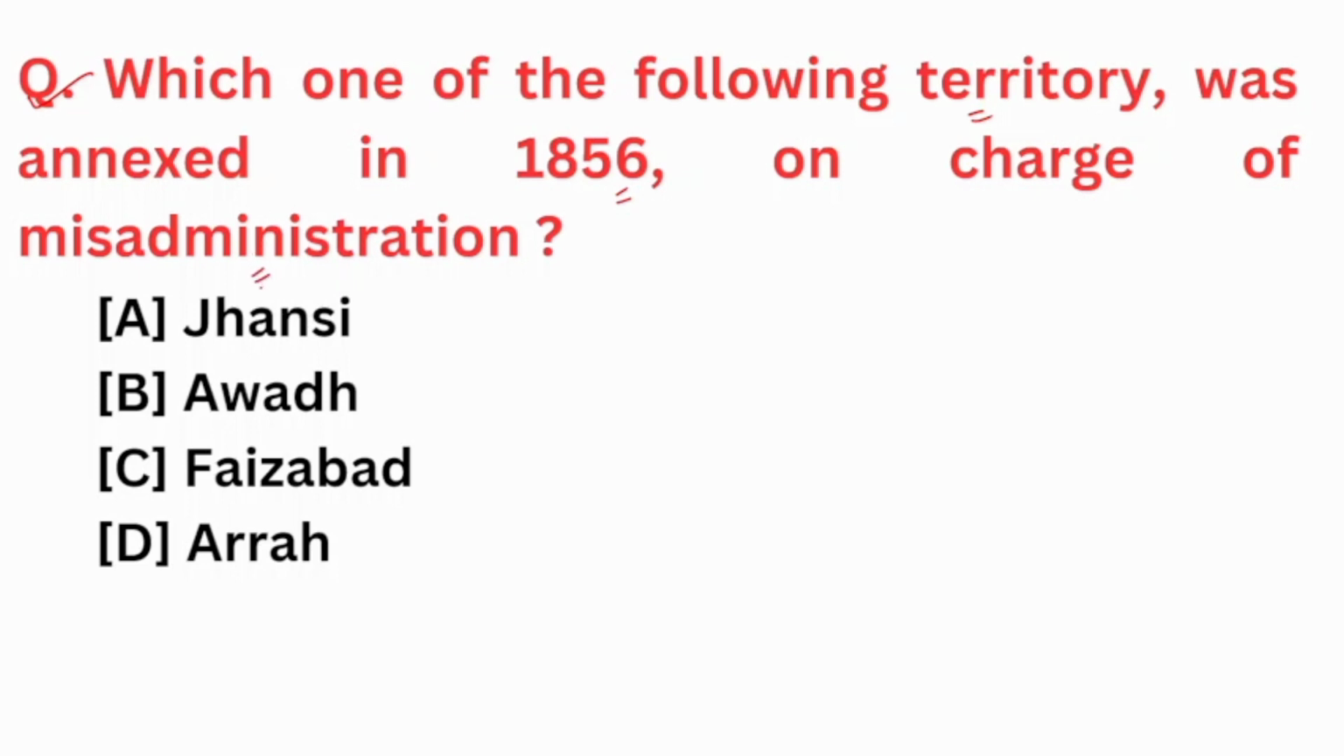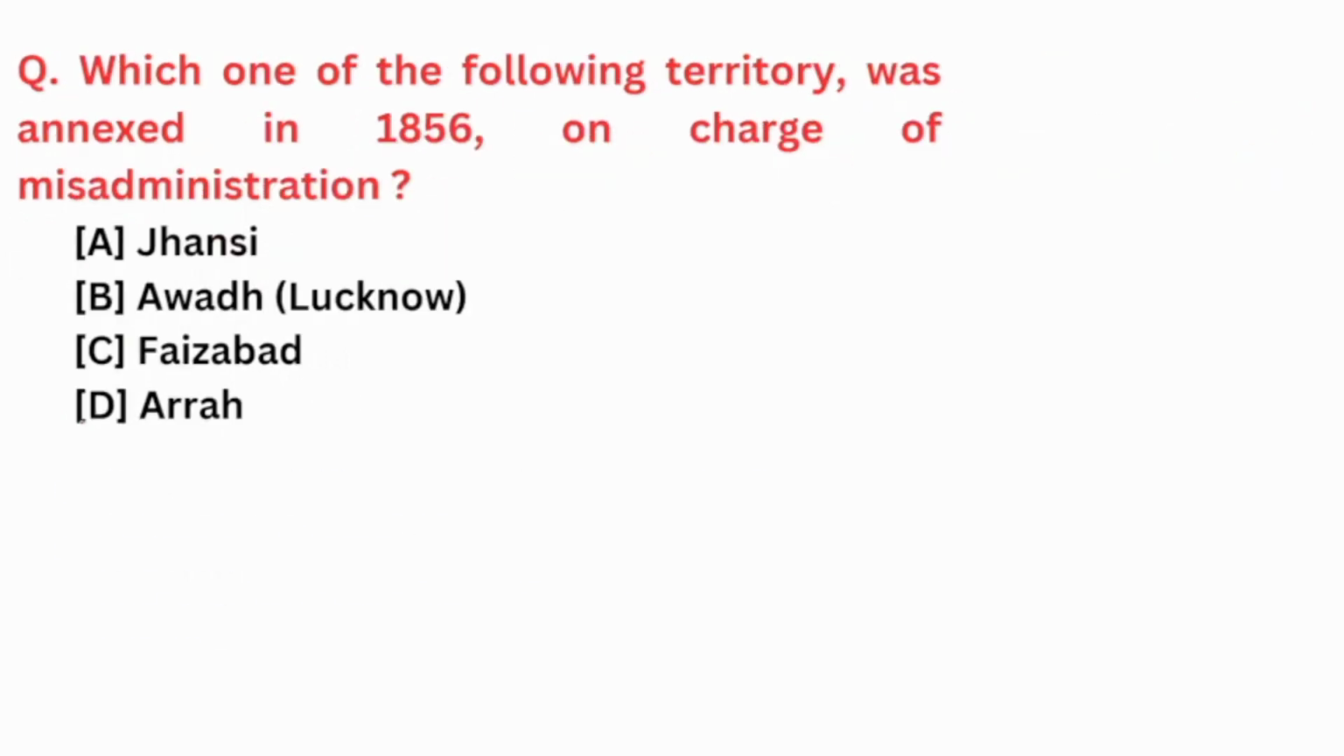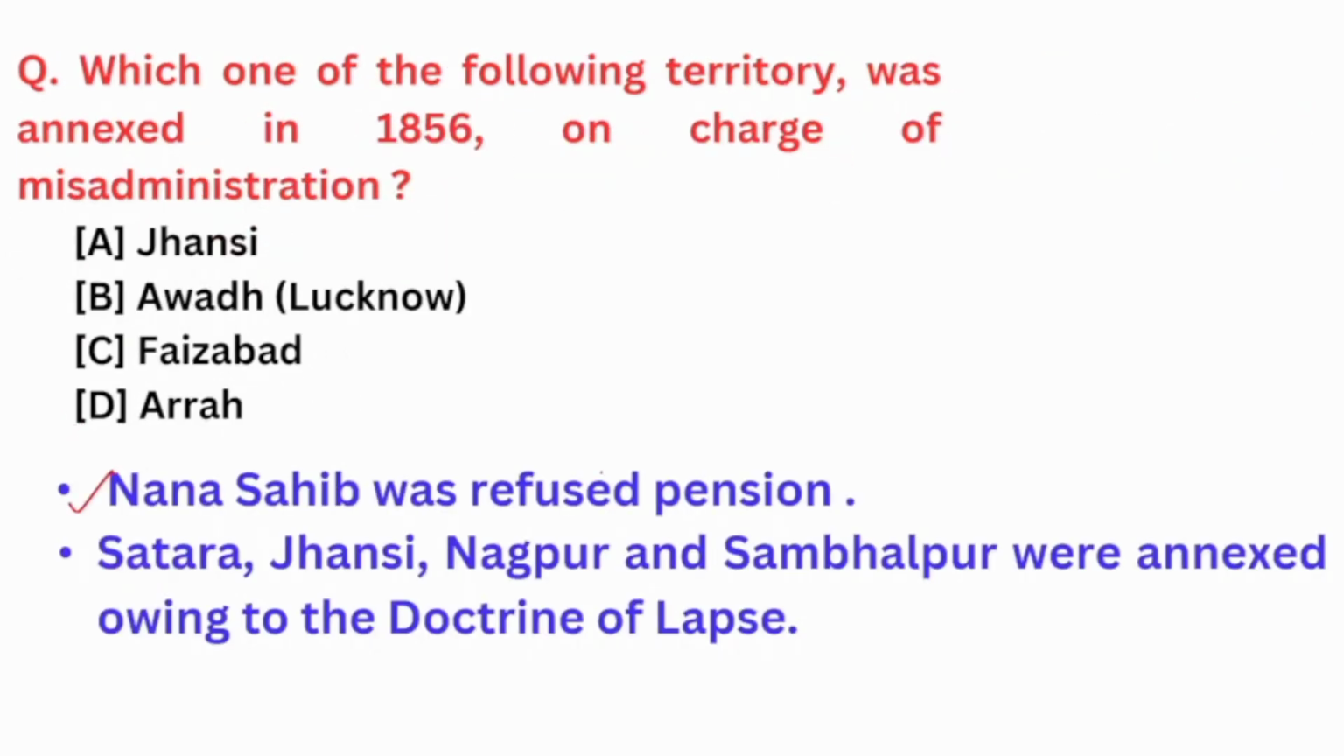So next is, which one of the following territory was annexed in 1856 on charge of misadministration? Answer is Awadh. So now if we talk about important points, Nana Sahib was refused pension as he was the adopted son of Bajirao II, and Satara, Jhansi, Nagpur and Sambalpur were annexed owing to the doctrine of lapse.